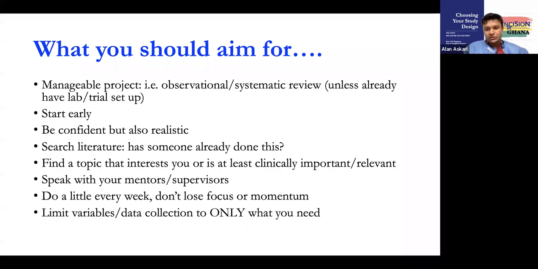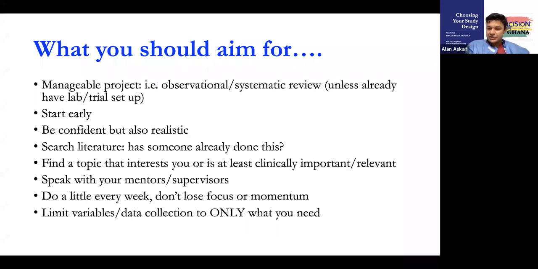Search the literature. Who's done this? Who's looked into this? Am I replicating something that somebody's already done? If that's the case, there's not much point because you're going to have difficulty publishing it. What you don't want is to spend 1.5 years on a project, write a nice manuscript, give up your weekends to do it, and then it can't be published.